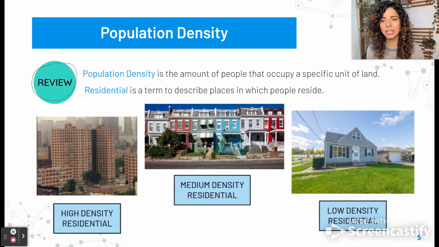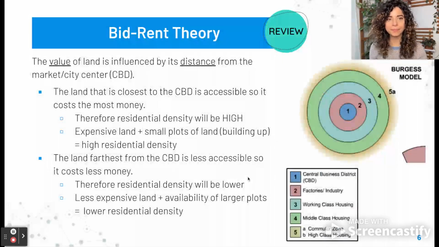So if we look at these images here, we have high density residential. So essentially in each block, there's tons of people, right? We're building upward. There's a lot more apartment buildings, a lot more people, higher density. Medium density residential, still we see these row houses kind of clustered together. These are typically single family units. So definitely not as dense as having an apartment complex there. So medium density. And then low density, right? Just a single family house with a big yard and lots of space. So definitely low density.